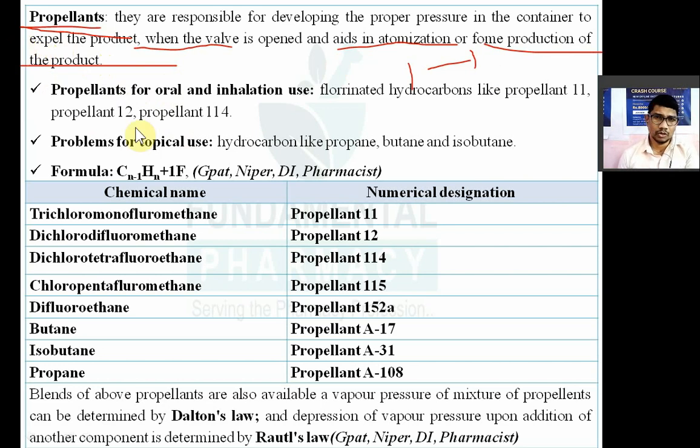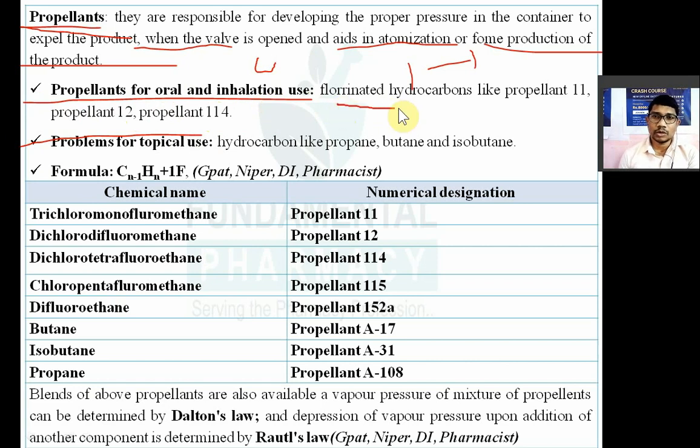Propellants in the aerosol, they are classified into three types depending upon their use. इसका use क्या है भाई, मतलब if it is used for inhalation purpose, so different type of propellant, right? So propellants for oral and inhalation use, that is the first class. Propellants for topical use, that is the second class. So remember, fluorinated hydrocarbons, they are most commonly used for the inhalation aerosols.